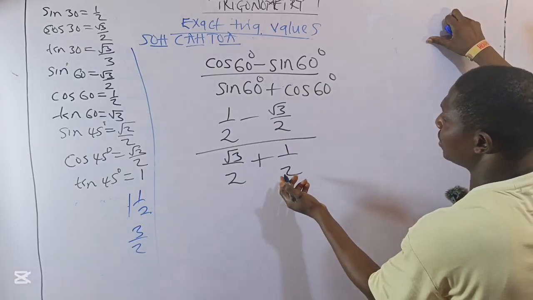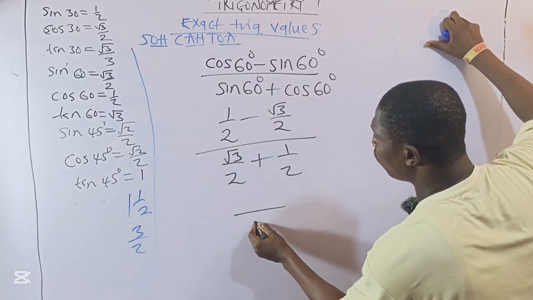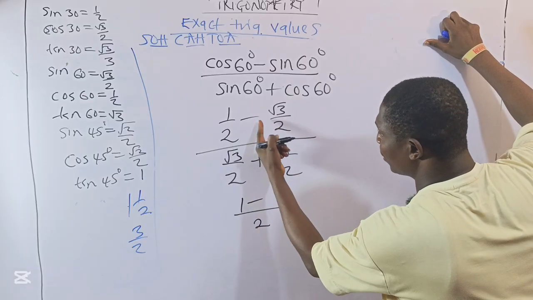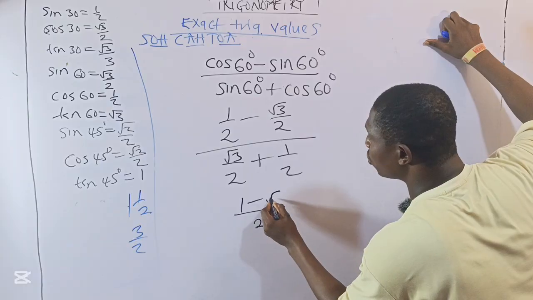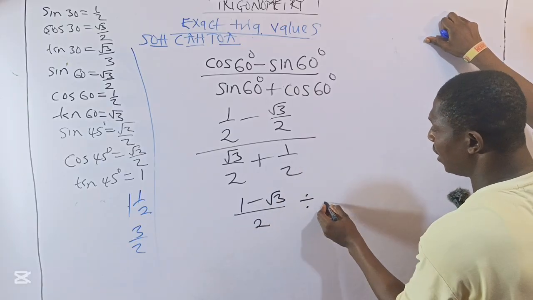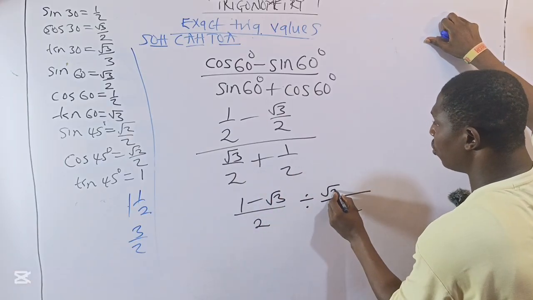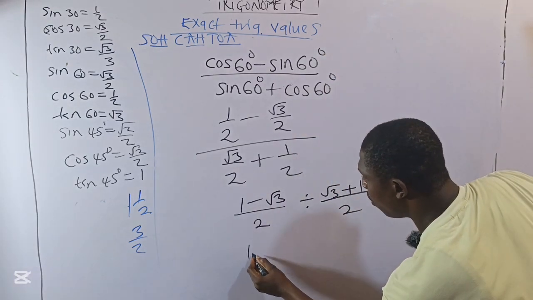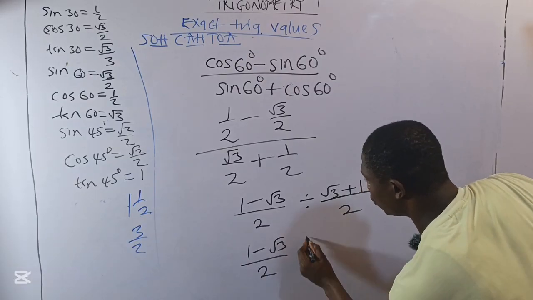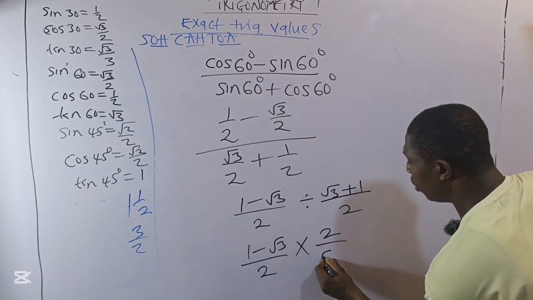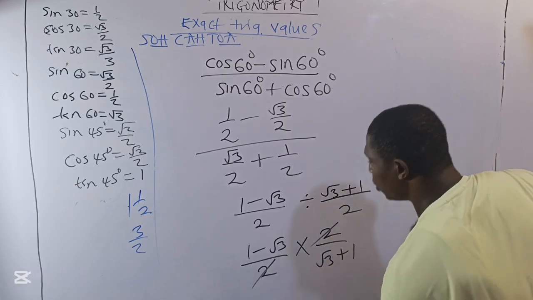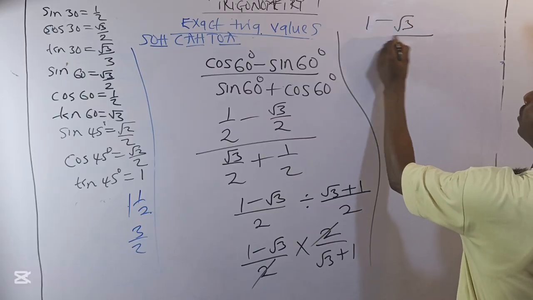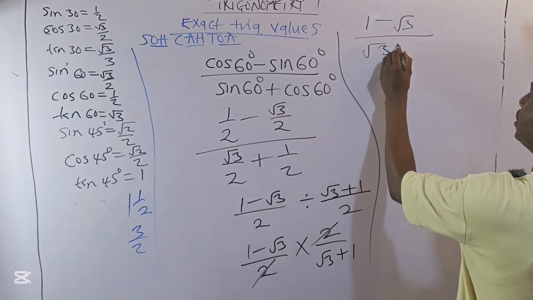Now, the LCM are the same. So I simply have all over 2 here, and the denominators are the same. So the LCM is 2, and you simply subtract or add whatever you have here. So I have root 3, and I'll use my division sign. I'll put my 2 again, and I'll add the top, root 3 plus 1. Now, this will give me 1 minus root 3 all over 2 times, I will interchange, 2 all over root 3 plus 1. 2 can cancel 2. And I'll have 1 minus root 3 all over root 3 plus 1.